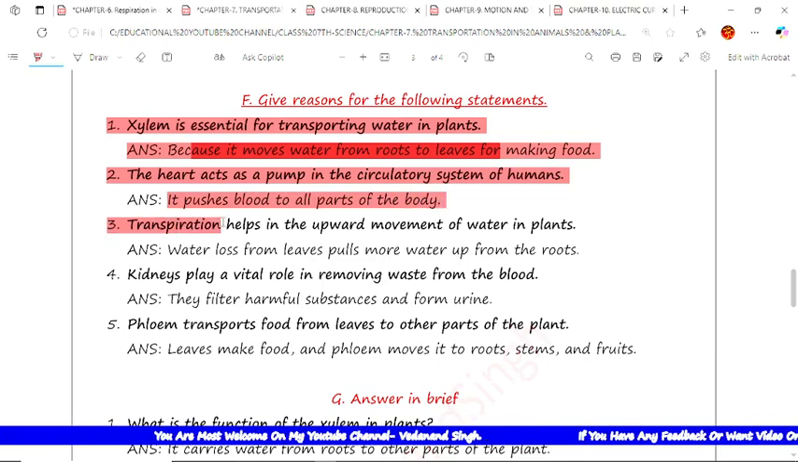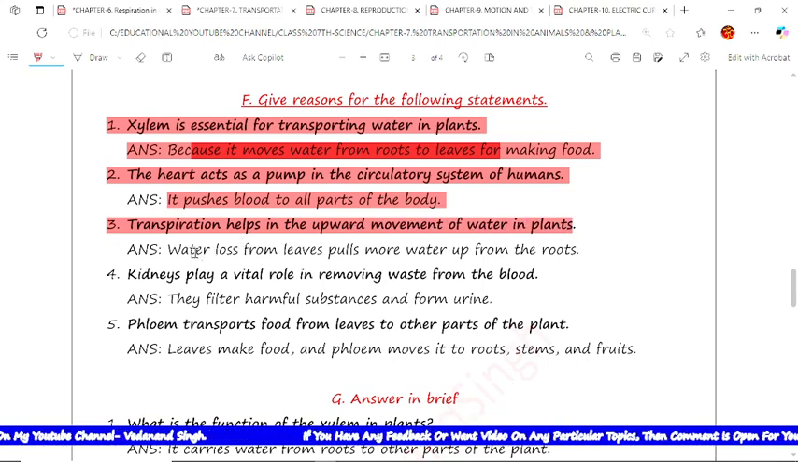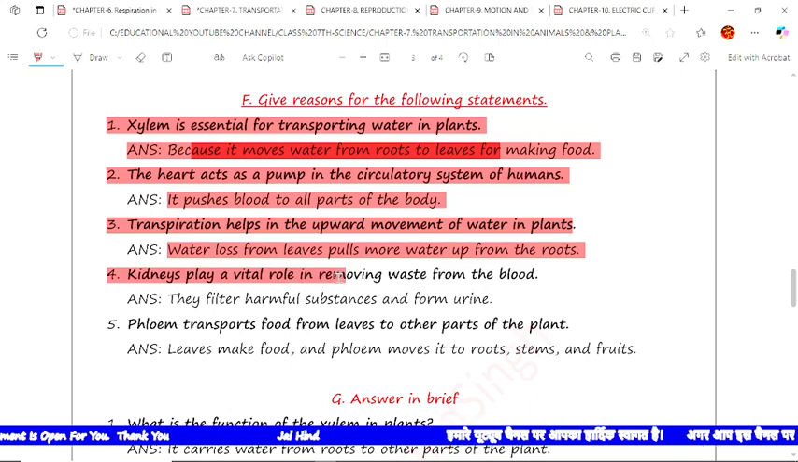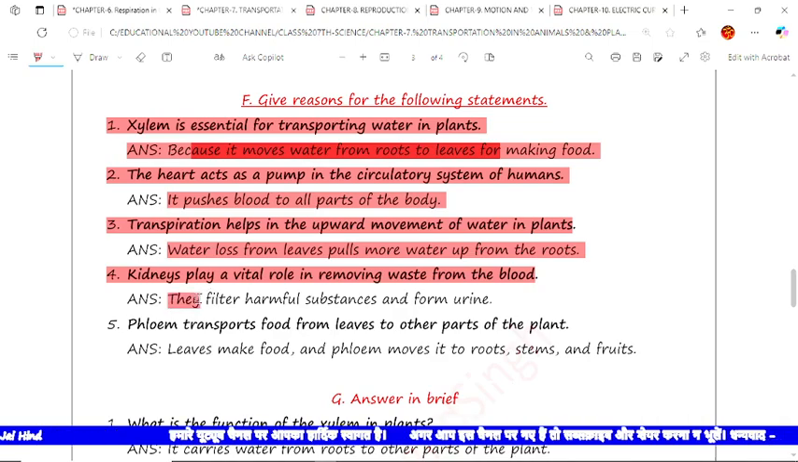The next is transpiration helps in the upward movement of water in plant. The answer is water loss from the leaves plus pulls more water up from the roots. Now the next statement is kidney play a vital role in removing waste from the blood. Now the answer is they filters harmful substances and form urine.